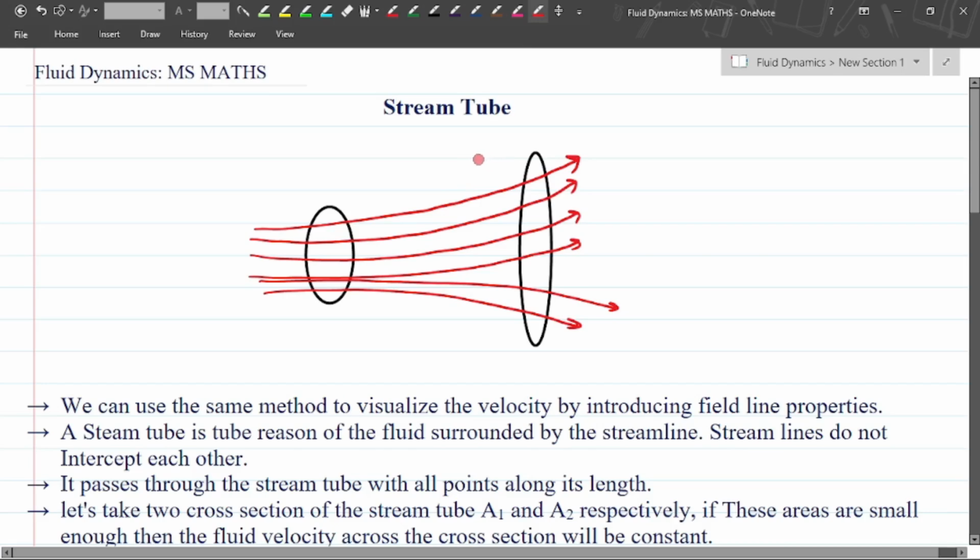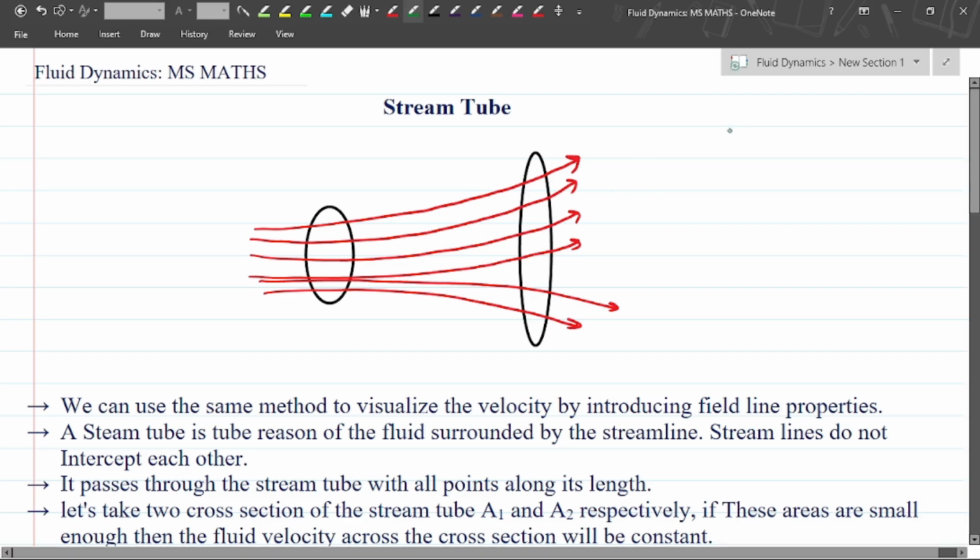In this video, I will discuss the stream tube. The concept of stream tube in fluid dynamics is very important to understand the flow field of the fluid. So, we can take an example of the magnetic field. In the magnetic field, there is a magnetic field line, or in an electric field, there is an electric field line, or we can say that in an electromagnetic field, there will be electromagnetic field lines.